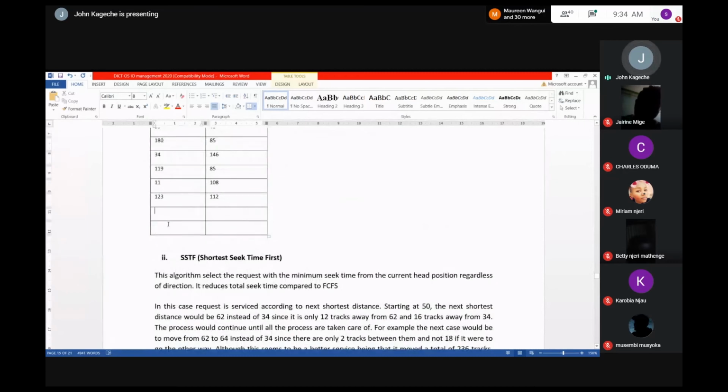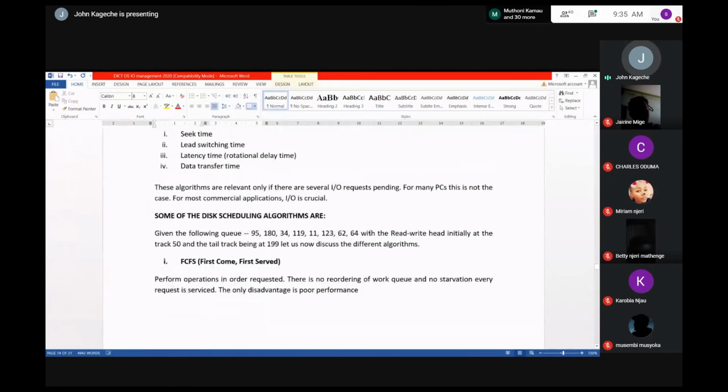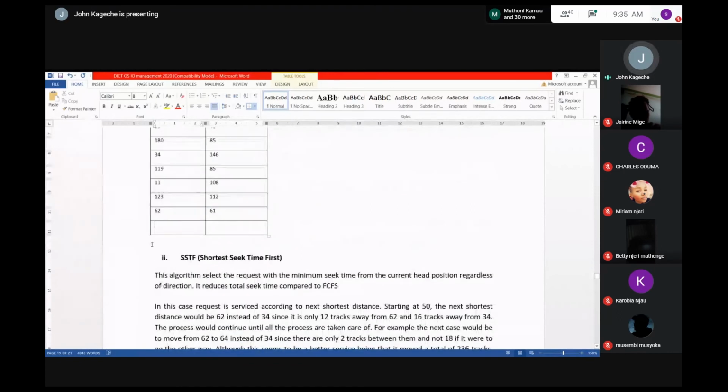We come here and do 62. And then now you calculate the difference. 112 minus 62. That is 61. Then you come to the next. We move to 64. From 62 to 64. How many tracks? Put together.